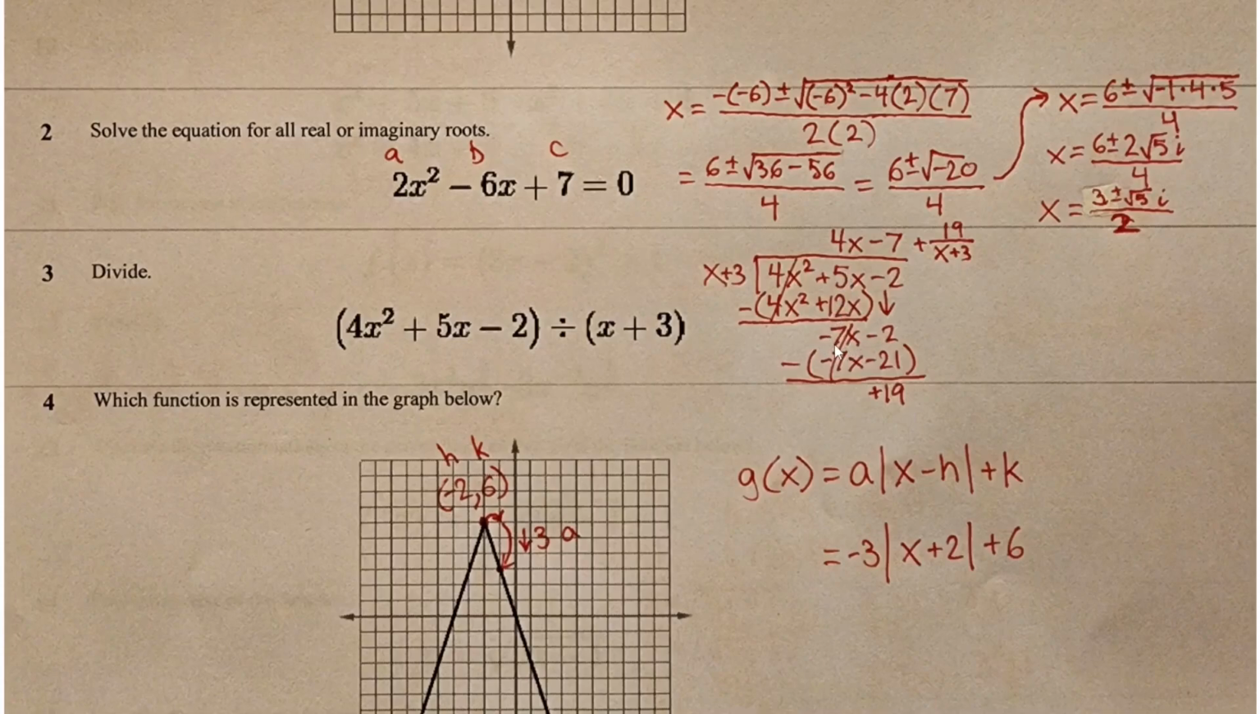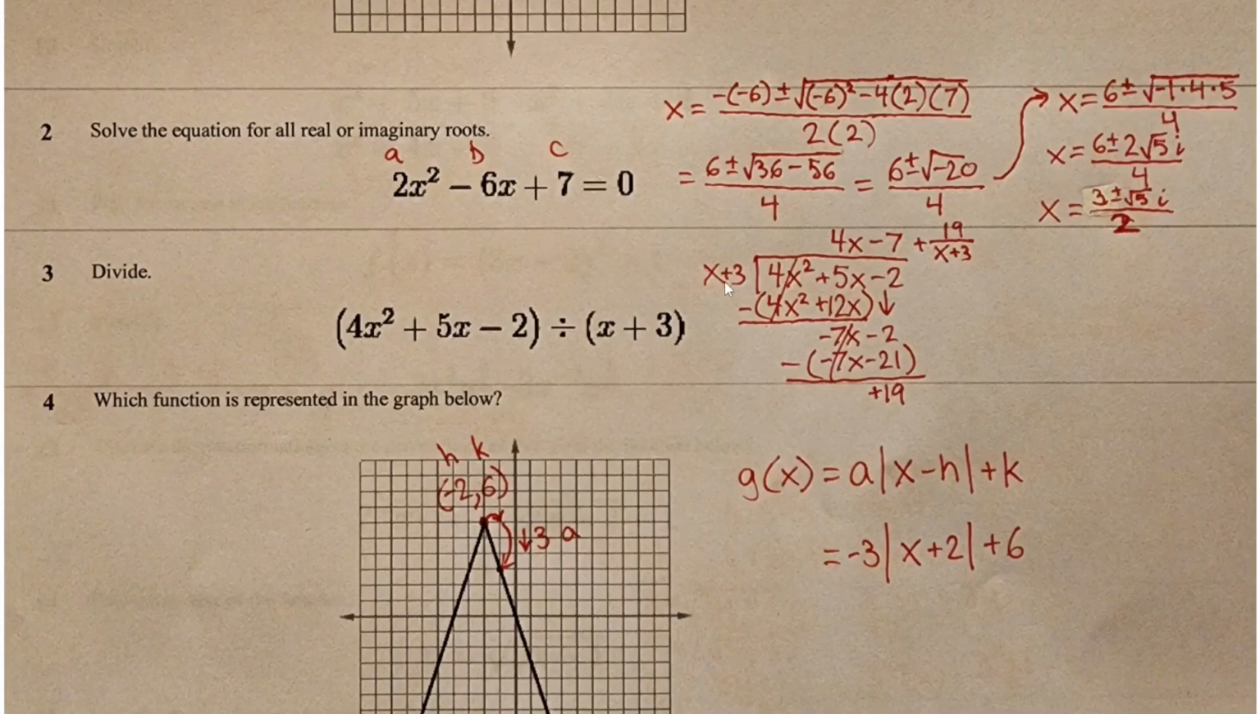Once again, leading terms. -7x divided by x is -7. Multiply back. It's not -2 minus 21, it's -2 minus -21, which makes it -2 plus 21, which is how I get my 19 here. And then, just like regular division, you put the remainder above the thing you're dividing by.